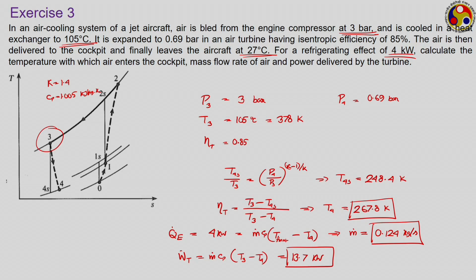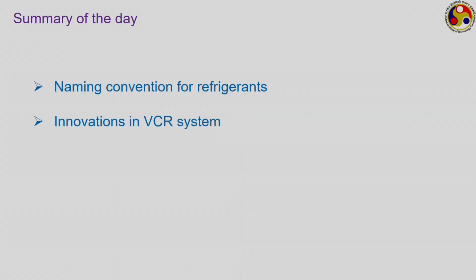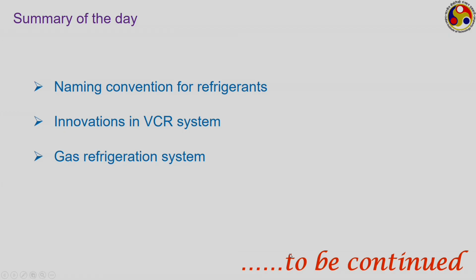So, that takes us to the end of today's discussion, where we have talked about the naming convention of the refrigerants, different kinds of VCRS systems, and finally the gas refrigeration system. We have covered most of our refrigeration cycles, but there is one very interesting cycle still left, which I shall talk about in the next lecture: vapor absorption based refrigeration cycles.